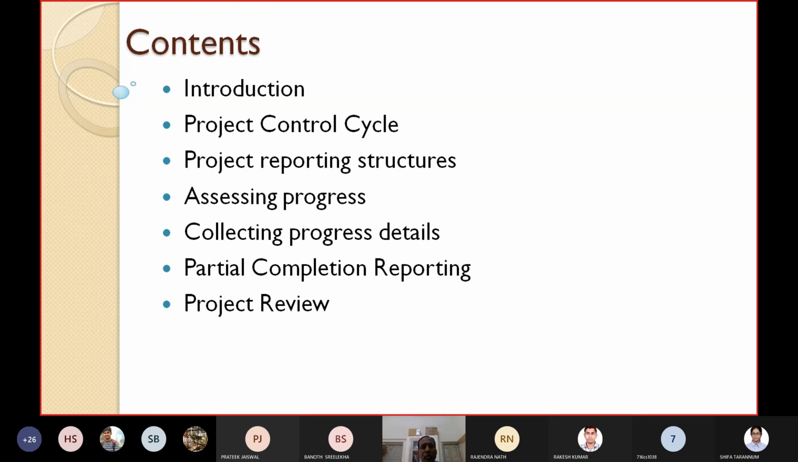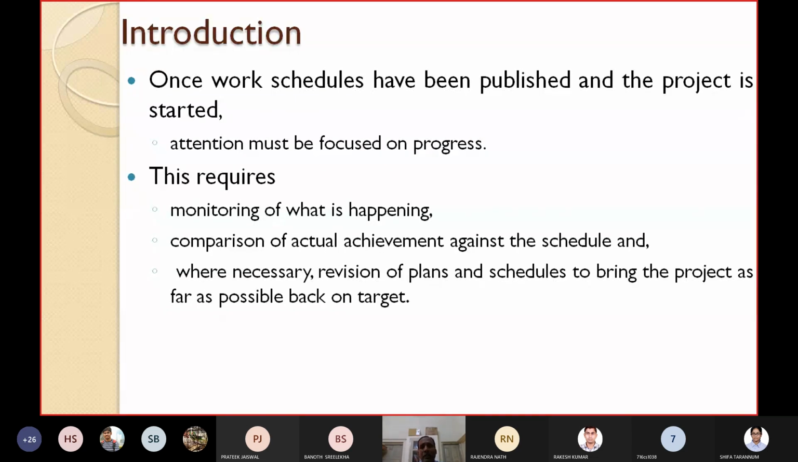So I have already told you we have finished project scheduling and resource scheduling or resource allocation. Then what should be done? Once the project schedules have been published and the project is started, the project managers must pay attention to the progress of the project, how they can monitor or control it. This requires monitoring of what is happening in the project during its development.